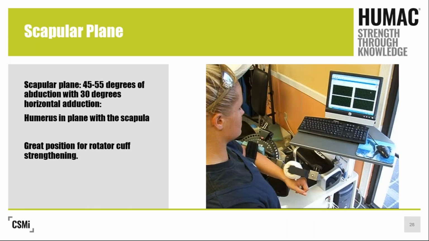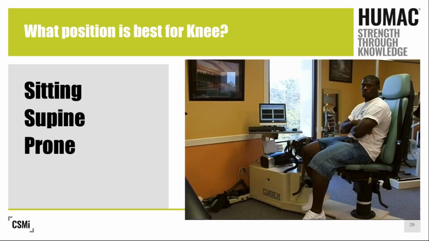Once we're able to return that range of motion and we have them stable in the straight planes, I want to get into a scapular position that is really going to work our rotator cuff. My scapular position is, again, that scapular plane, 45 to 55 degrees of abduction with 30 degrees of horizontal adduction. I'm going to work with the humerus in the plane with the scapula, and it's a great position for rotator cuff strengthening. So we do a series of isometrics associated with that.